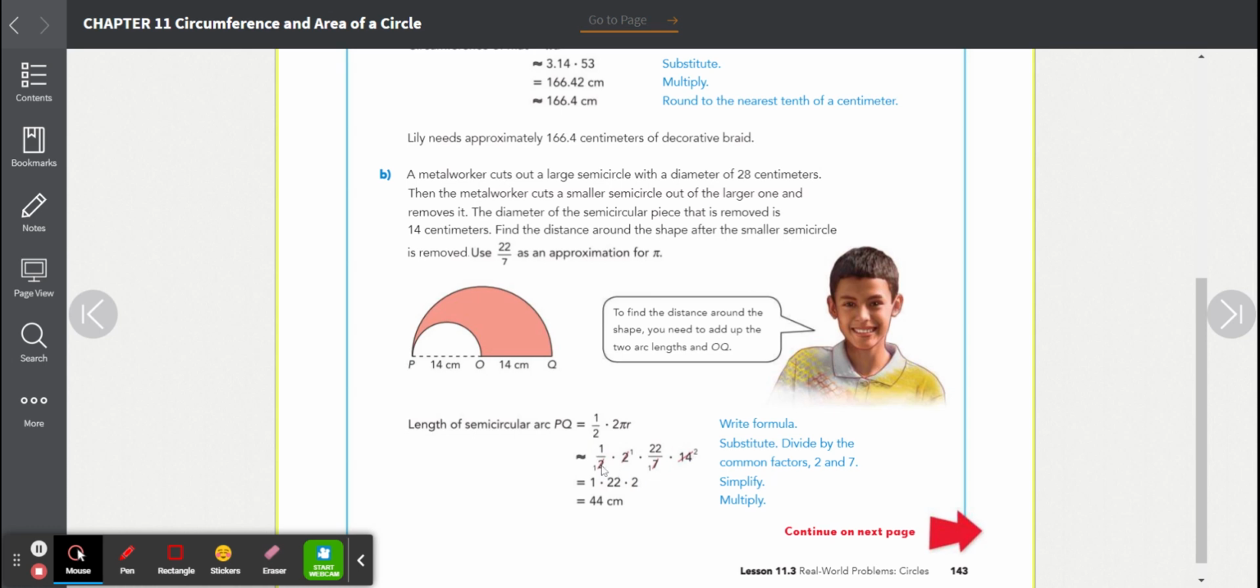They're simplifying here using cross simplification, right? The 2's will cancel out. We can simplify 14 to be 2, right? Because 7 goes into 14 2 times, which leaves us with 1 times 22 times 2. So we're going to multiply, and that's going to give us 44 centimeters. So arc PQ is 44 centimeters.